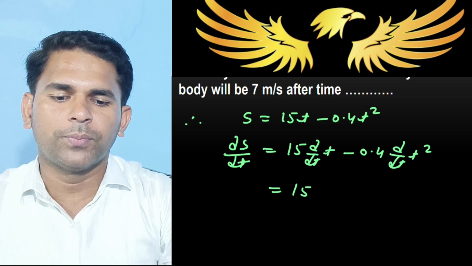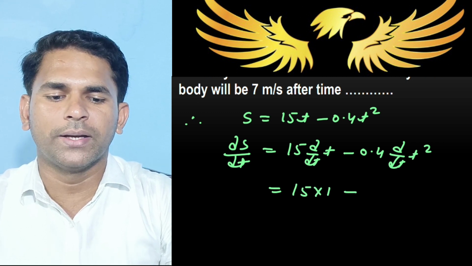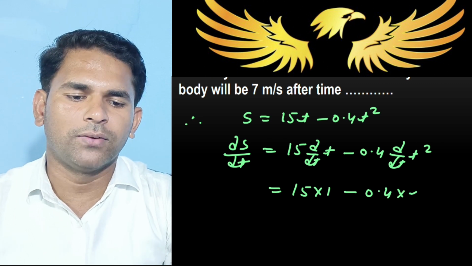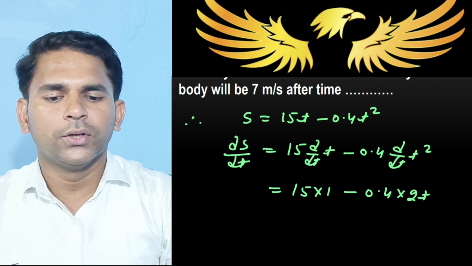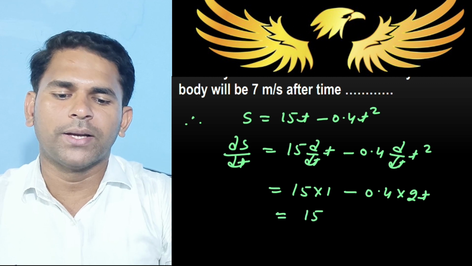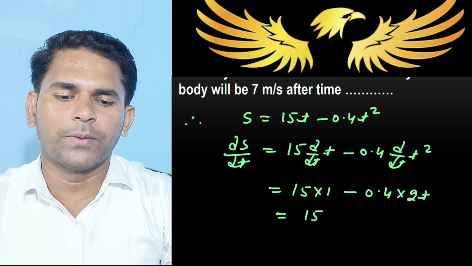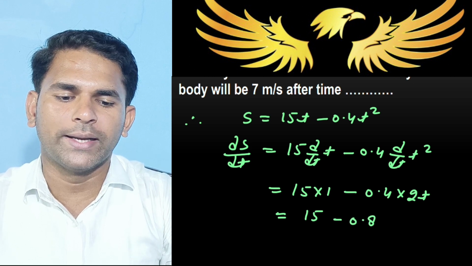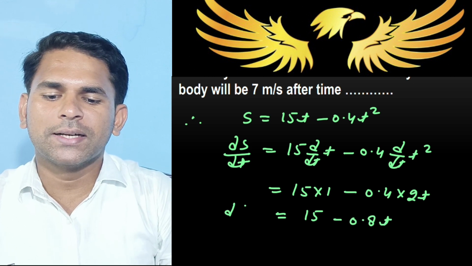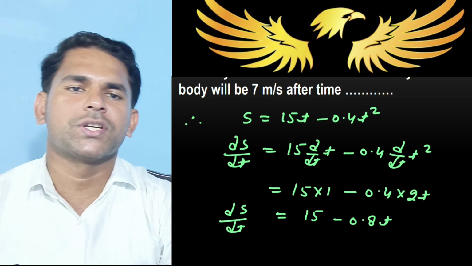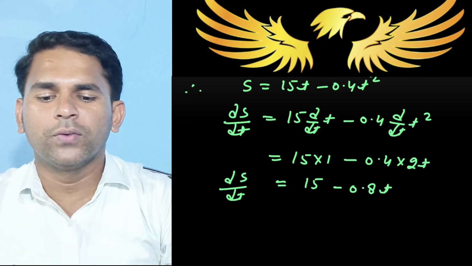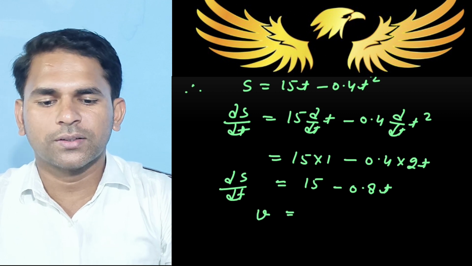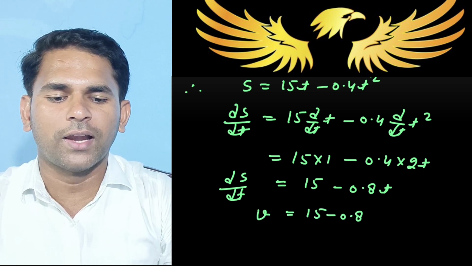So we can write 15 into 1, minus 0.4, and the differentiation of t square will give 2t. So finally we can write 15 minus 0.4 into 2, that is 0.8 t. So this is the displacement differentiation value. It means when you differentiate the displacement, you get velocity. So this is the velocity value.